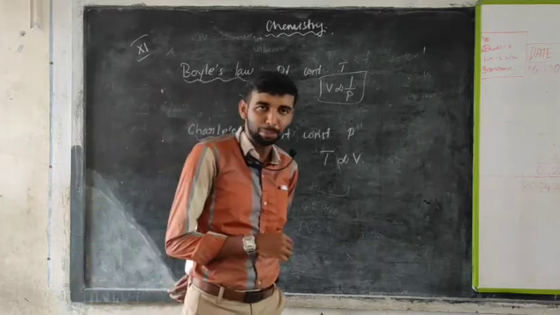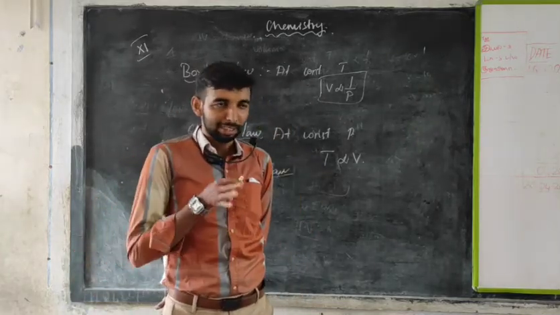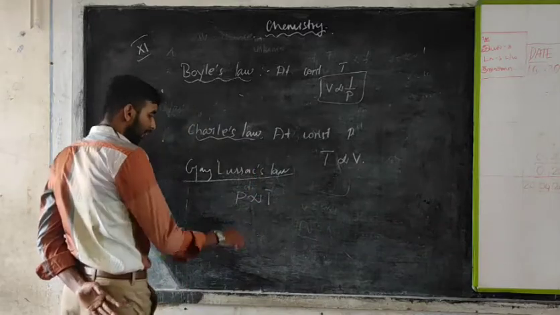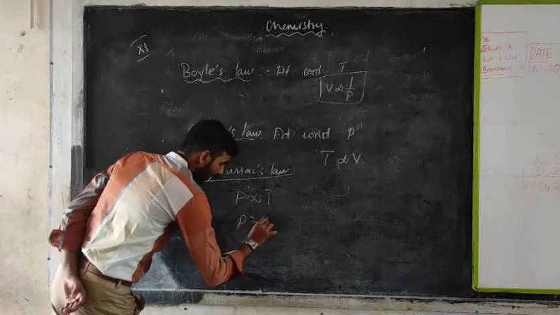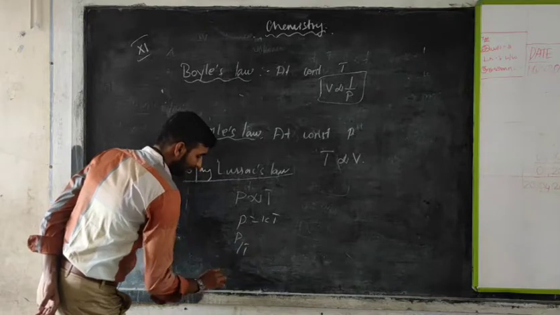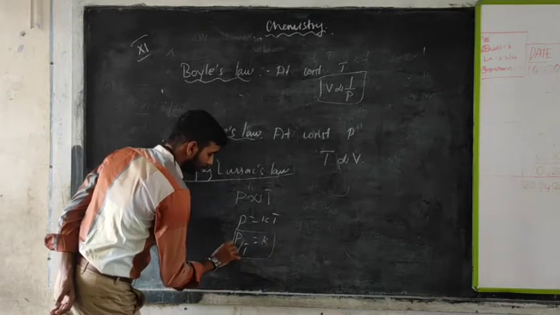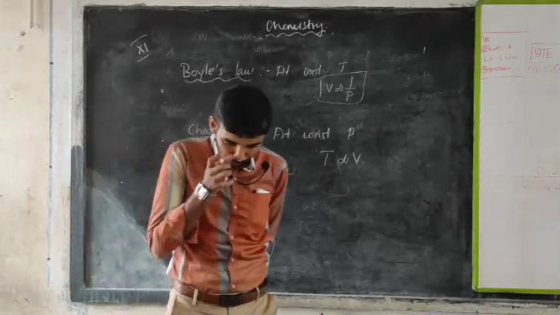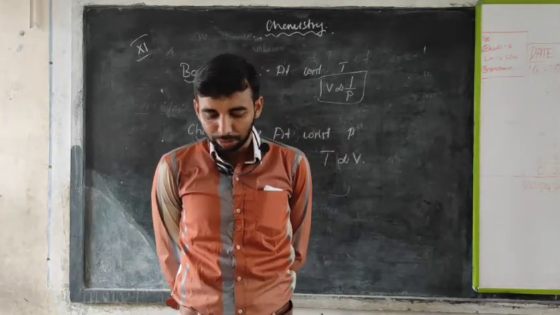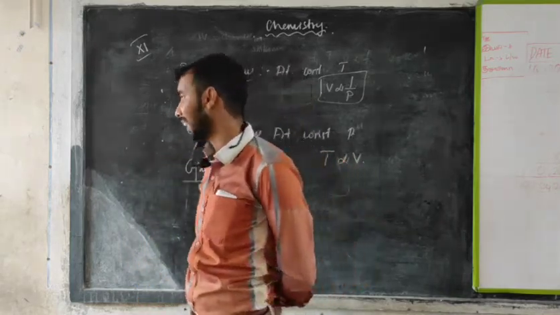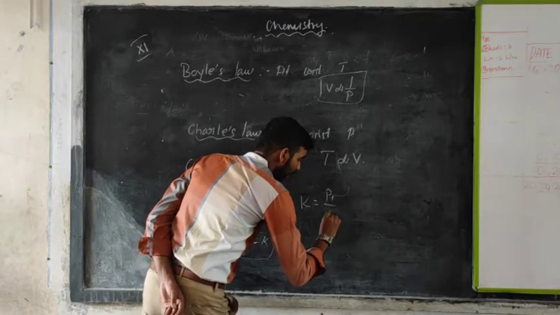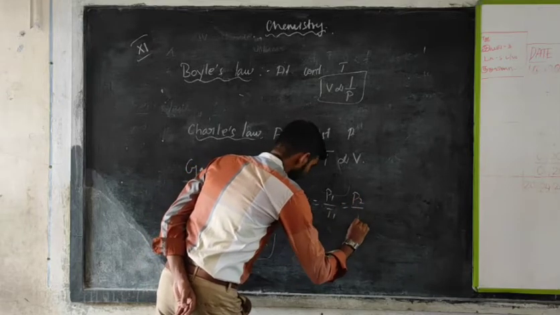If you increase the pressure of the gas, the temperature of that gas will increase. To remove the proportionality, we have P equal to K into T, where K is a constant. If T goes to the left-hand side, P divided by T equals K. This is called Gay-Lussac's law. If P1 and P2 are the pressures at temperatures T1 and T2 respectively, then from Gay-Lussac's law, for two gases, K equals P1 by T1 equals P2 by T2.